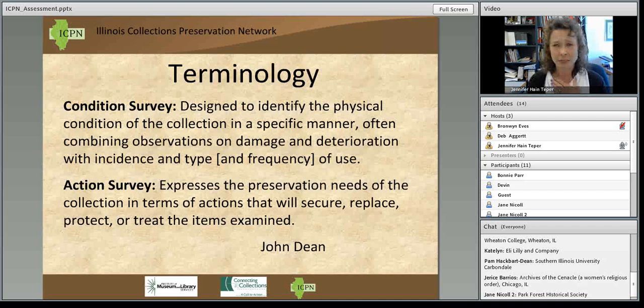And I apologize, I'm recovering from a cold, so I'm going to have to sip a little water periodically.